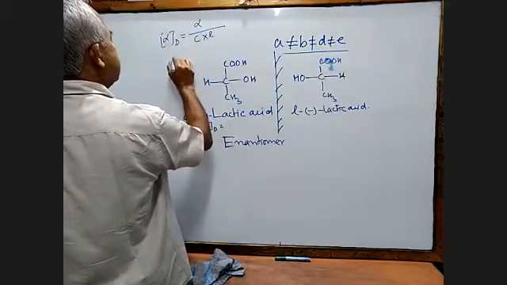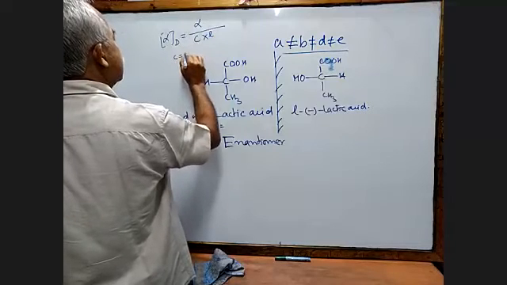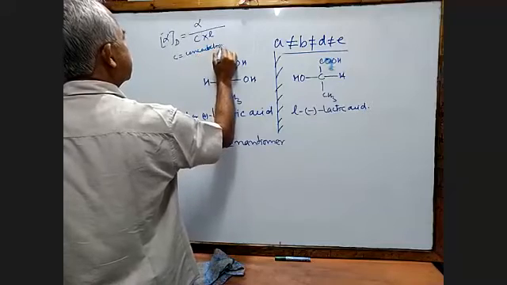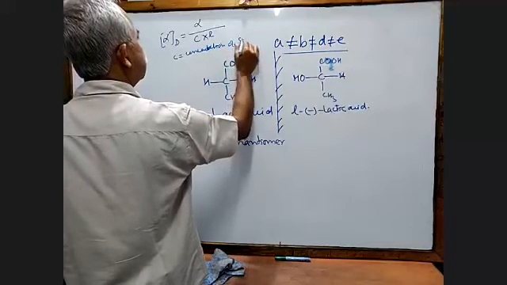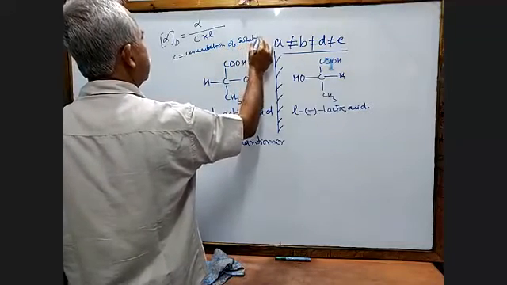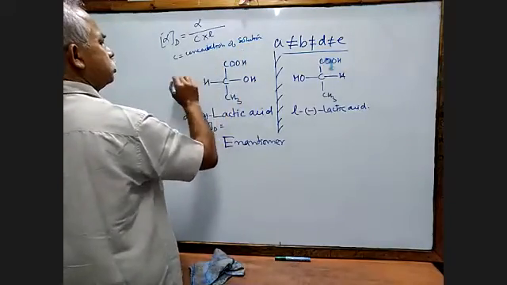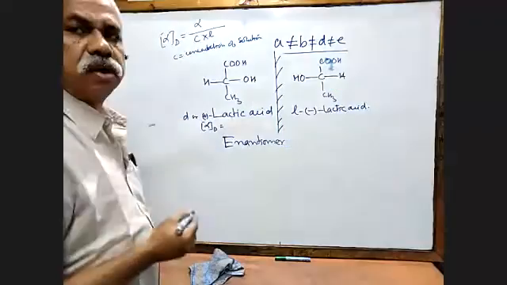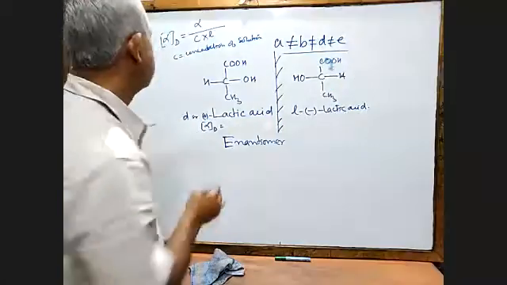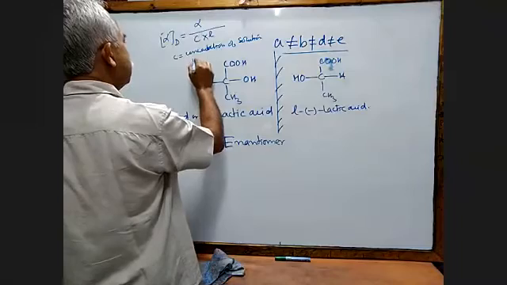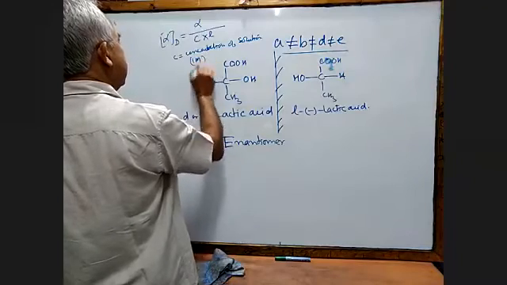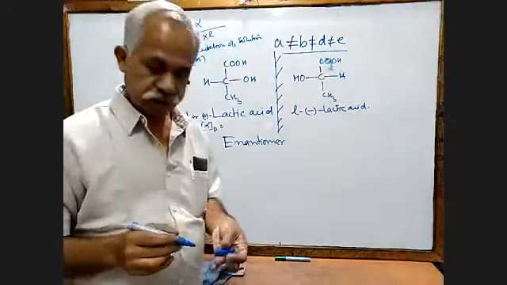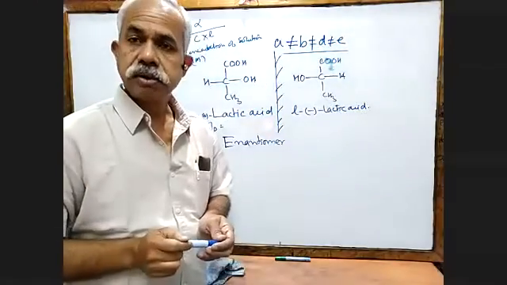What is C? C is the concentration of the solution. How do you express it? We express it in the form of molar solution, so assume it is 1 molar. And what is L? L is the length of the solution. Now, how do you measure the length of the solution, dear?